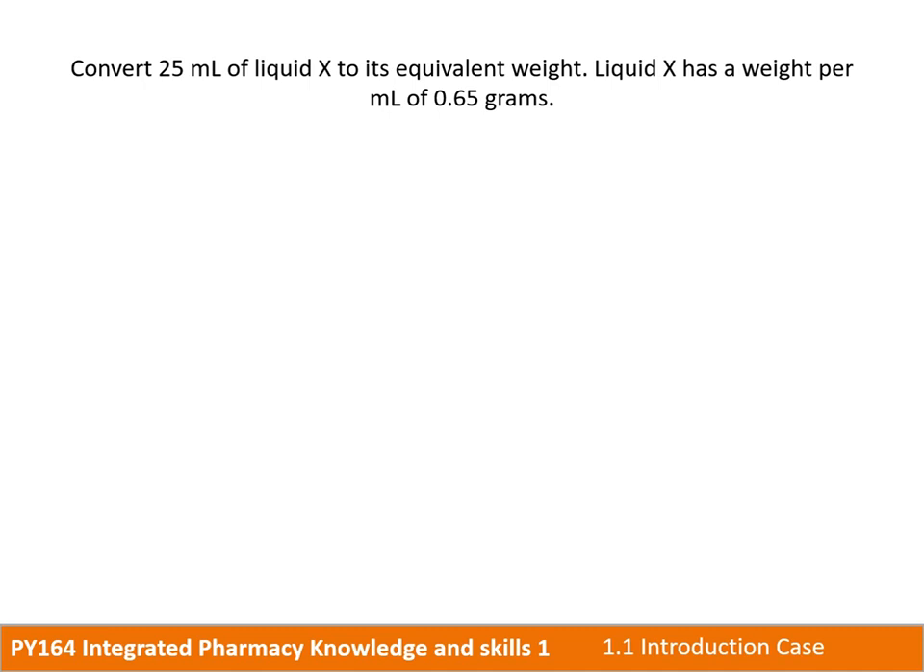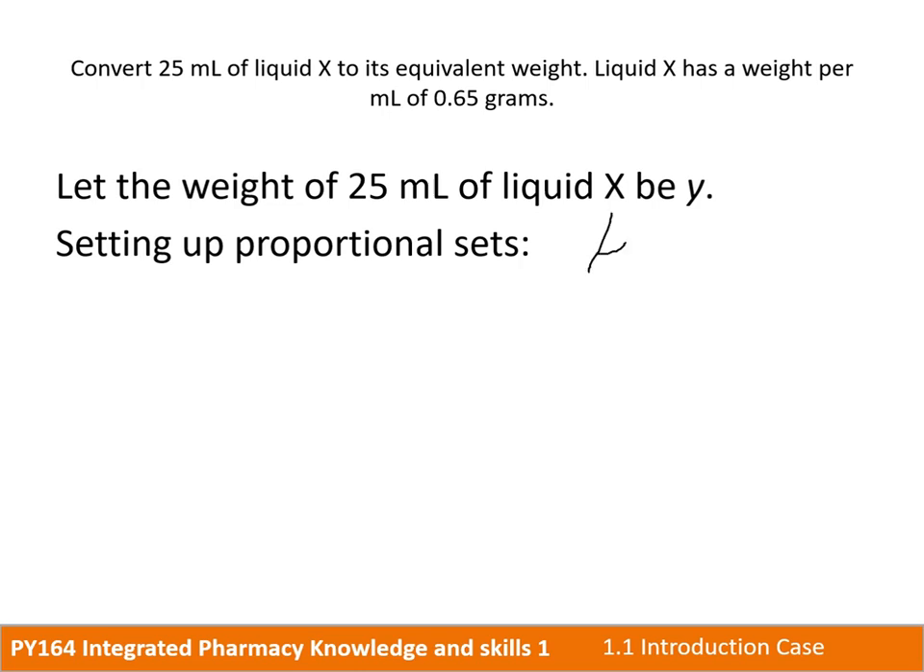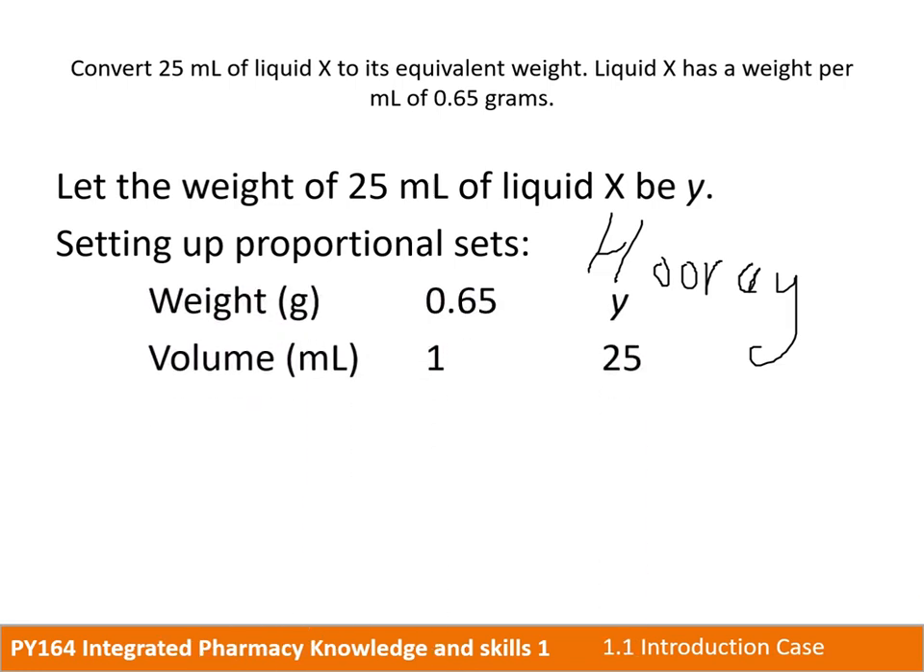Okay, so that's the question. How do we go about it? So you know what's coming next, I'm sure. Let the weight of 25 mil of liquid X be Y. So we don't yet know what the weight is, so we're calling it Y. And we're going to set up proportional sets. And if you wish, you can cheer, because obviously this is very exciting to have proportional sets again. We love proportional sets. And the reason is because they're very simple.